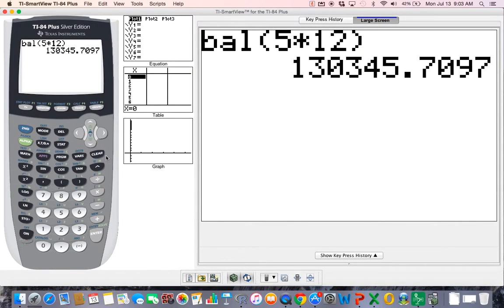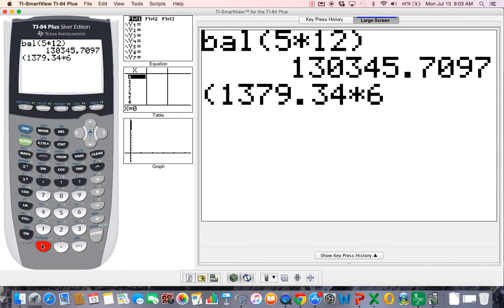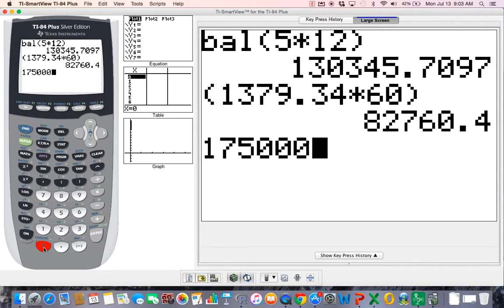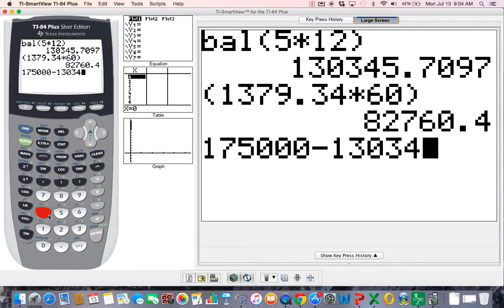So guys, we're going to have the total amount paid is going to be 1379.34 times 60. So we paid $82,760.40. We have reduced our principal from $175,000 down to $130,345.71.